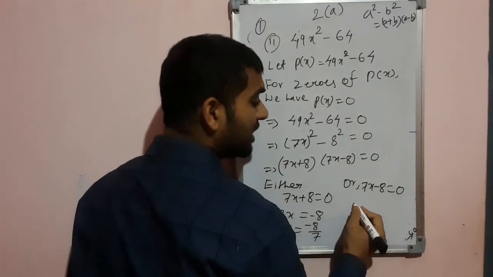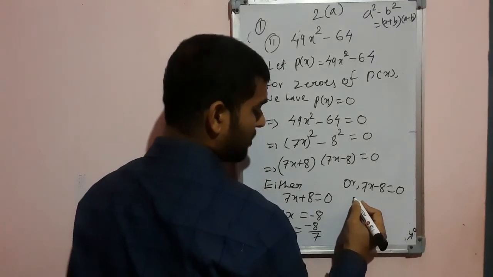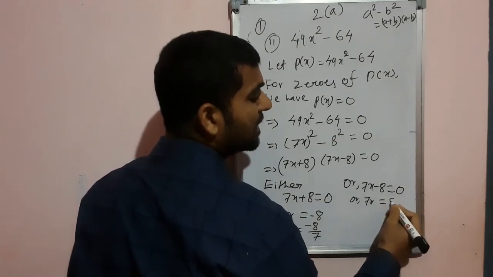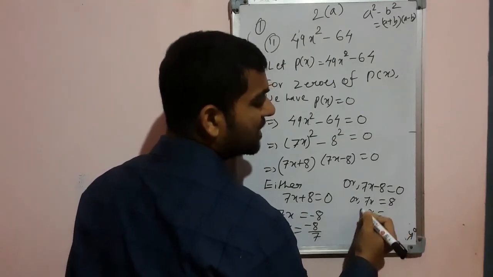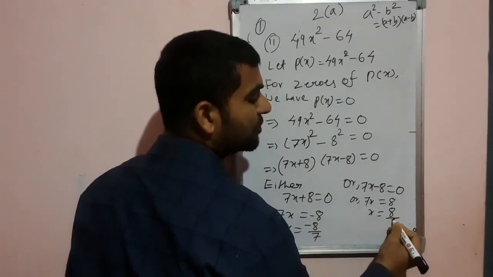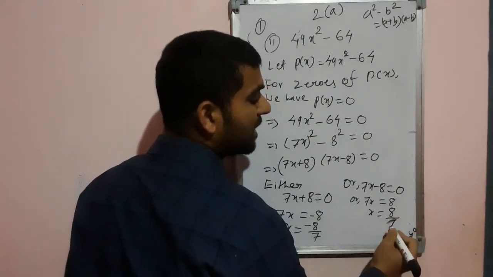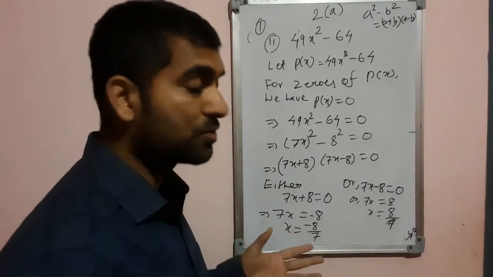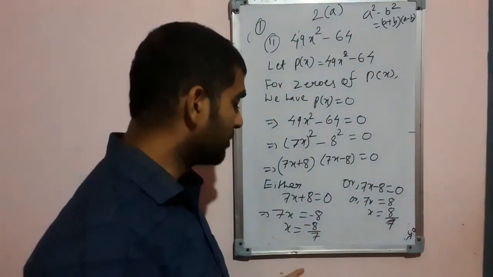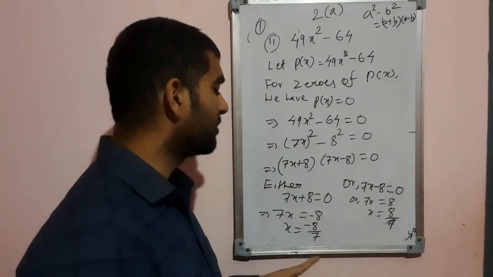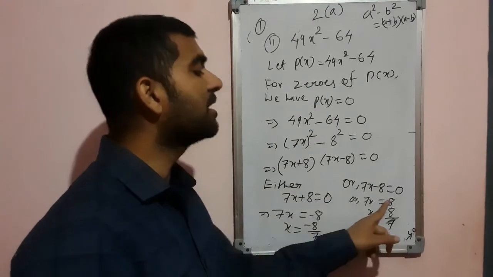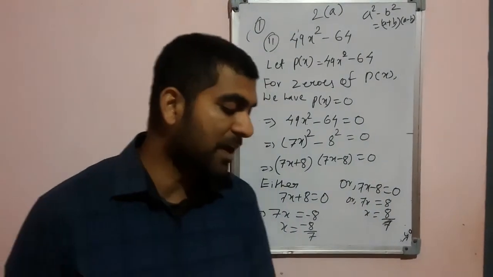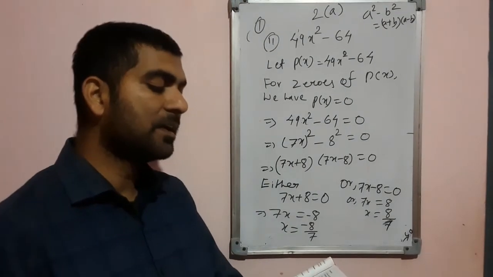Next, what we will write here? We can write here, or 7x, take 8 that side, it will be plus 8. Next, x here, 7 is multiplying, if we take that side, it will be divided. So 8 by 7. So we are getting two answers here, minus 8 by 7 and plus 8 by 7. These are the zeros of the given polynomial. You write: hence the zeros of the given polynomial are minus 8 by 7 and plus 8 by 7. Let us check the answer. Yes, the answer is also the same, minus 8 by 7 and plus 8 by 7.